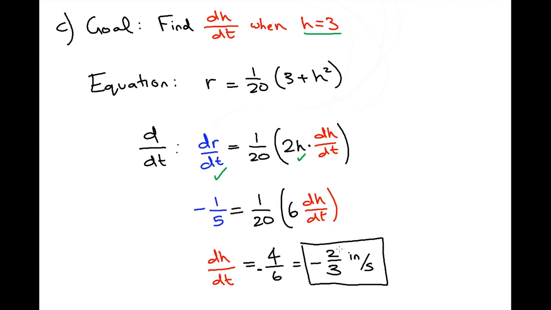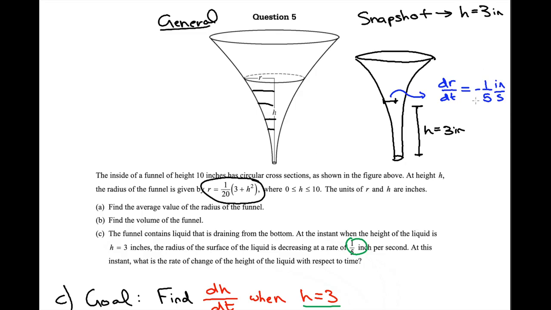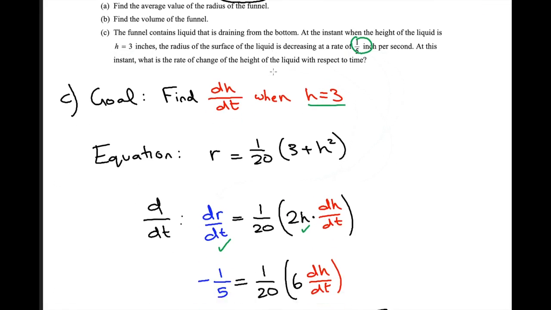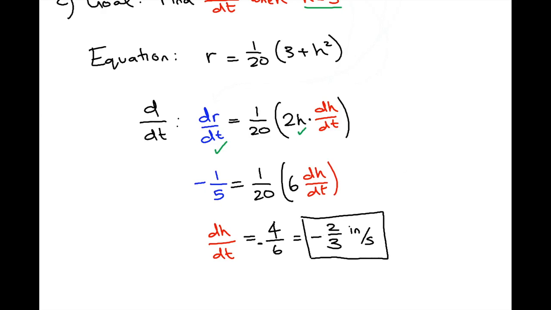Before we wrap this up though, let's quickly verify that this answer makes sense. Okay? So if we come back up here, notice that we're told that radius is decreasing. And radius decreases as we go down this funnel here. In other words, radius decreases as height decreases. So if our answer is correct, it should be negative because height is decreasing as radius decreases. Does that check out? Well, yeah, it does check out. Our dh/dt is negative, which implies that this height is decreasing. So that does make sense. So we are good to go.